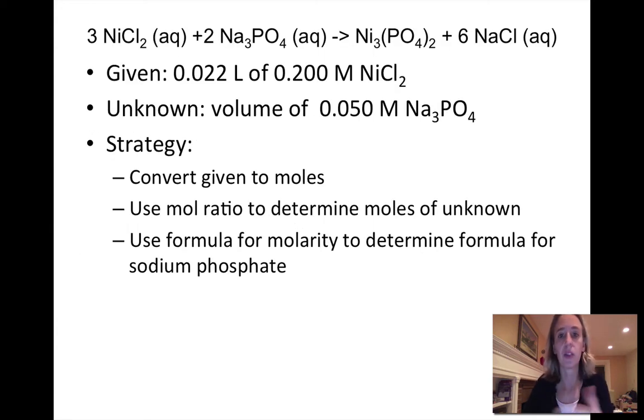Okay, so just repeating some of the information here and talking about strategy. My strategy here is that I definitely want to convert the given to moles. As I've said in class to at least some of you, this is a really good first step for any stoichiometry problem. Anything that's given to you needs to be in moles. I'm next going to use a mole ratio, just like we've done with previous stoichiometry problems, to determine the moles of the unknown. And then lastly, I'm going to use the formula for molarity again to determine the volume needed of the sodium phosphate.